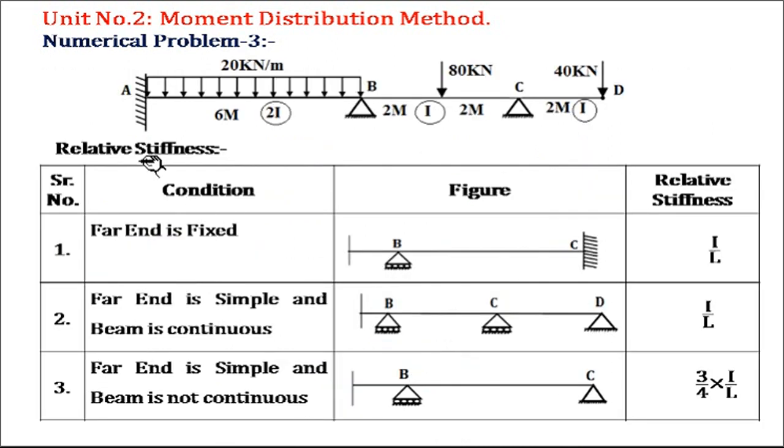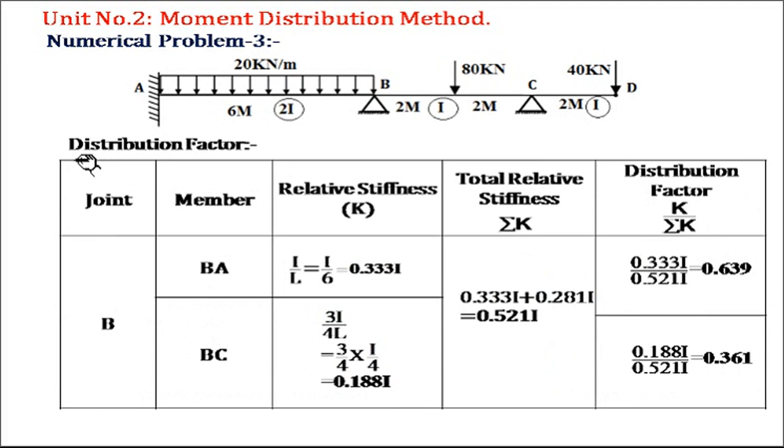Now the next step is to find out the relative stiffness, and for the given conditions these are the values of the relative stiffness. The next step is to find out the distribution factor. Before finding the distribution factor, we have to find the relative stiffness of the members at a joint. For this given continuous beam, we will consider only one joint, that is B. We will not consider joint C.